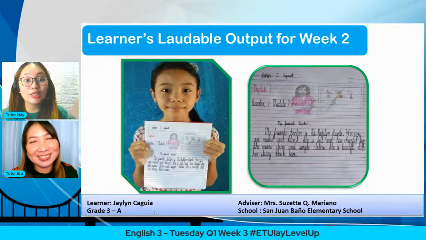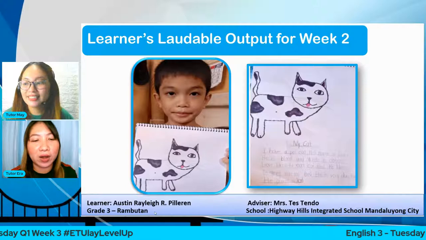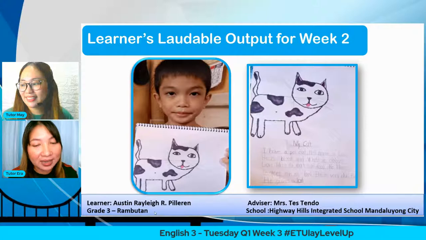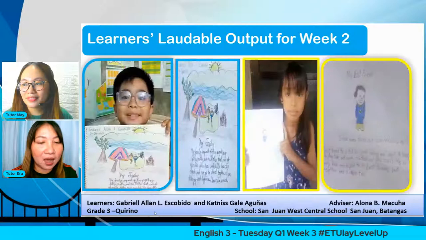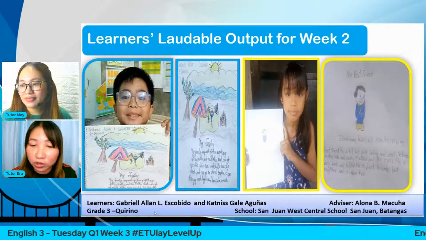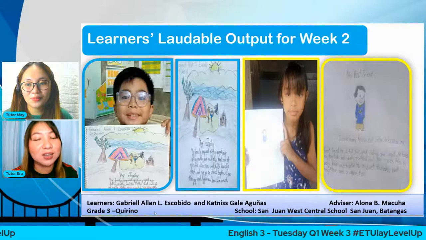Aside from Jaylene, Tutor Ira, we will continue with... Yeah, so we have Austin Rayleigh Ara Pilieren, grade 3 Rambutan from Mandaluyong City under Mrs. Tess Tendo. We also have Gabriel Emmanuel Ara Bejarasco from Francisco Benitez Elementary School. We also have Gabriel Alana L. Escobedo and Katnice Gail Aguanas or Argunas under Ms. Alona B. Makuha from San Juan, Batangas.